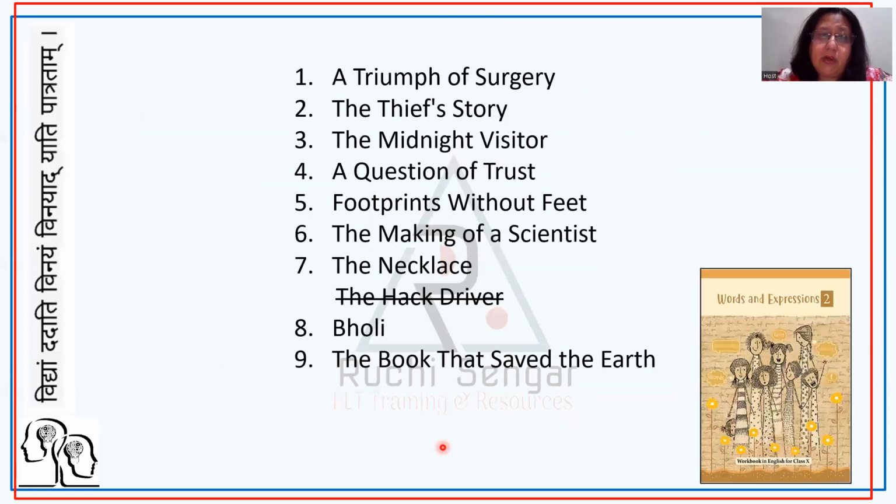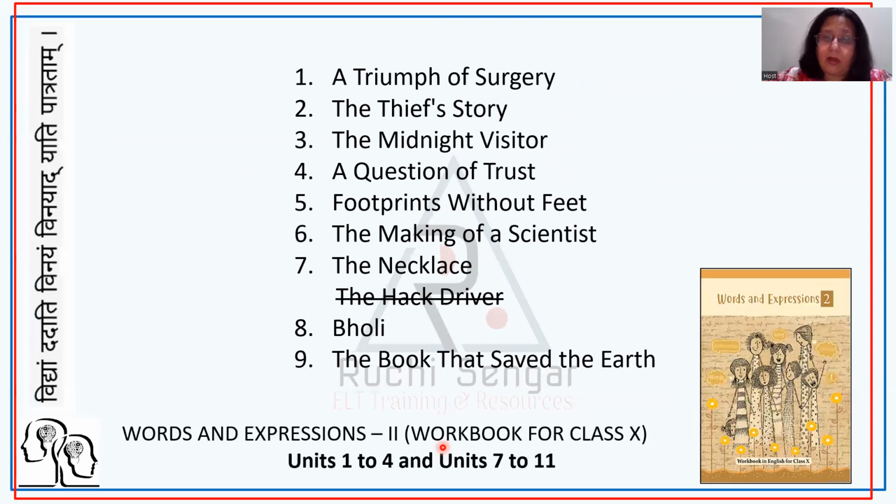Then you look at the supplementary book. Okay. This has been cancelled. Everything else is there. This has been cancelled. Deleted. Not cancelled. Deleted. Okay. And then they recommend that for words and expressions, if you want the child to practice, this is not actively done in the classroom. This is a practice book. It's a workbook. Even there, they have recommended the units 1 to 4 and 7 to 11.